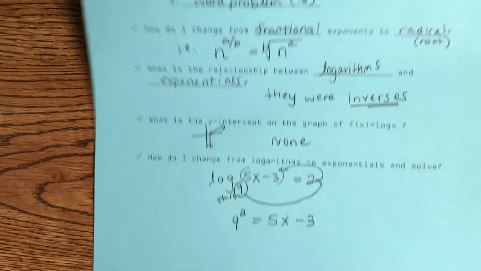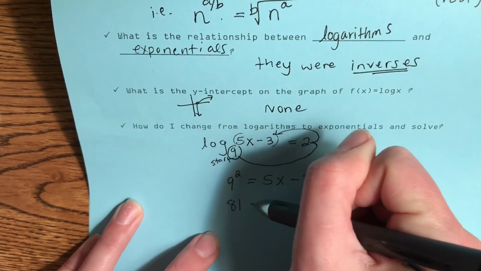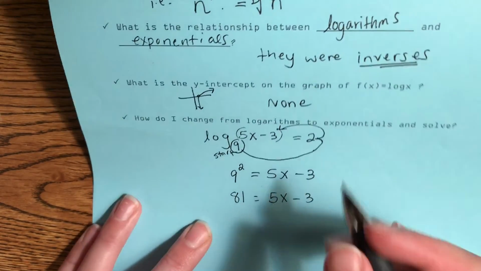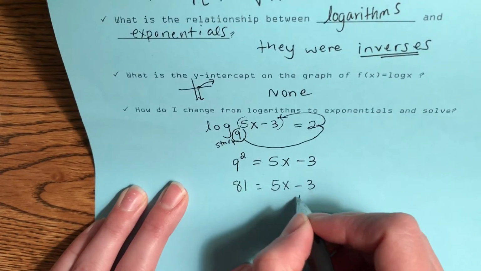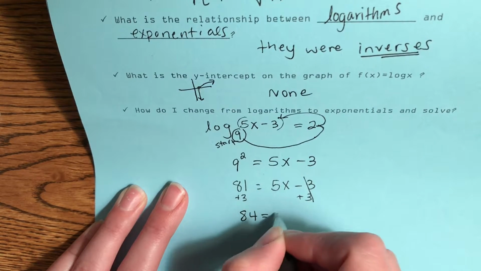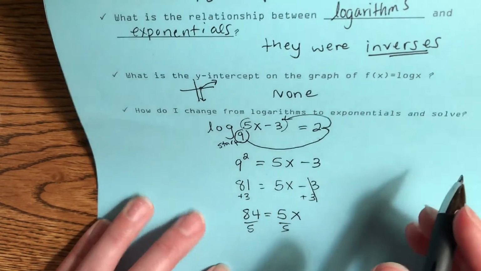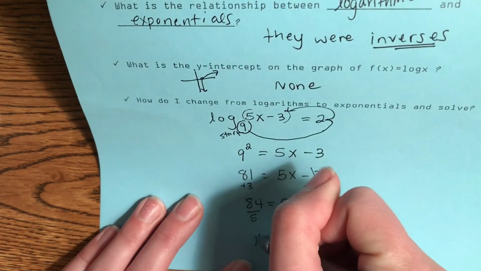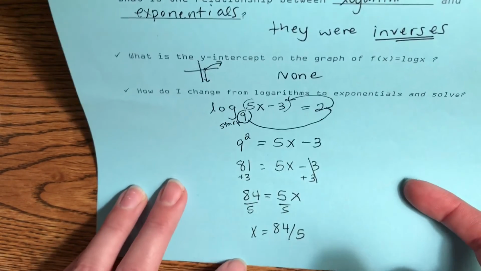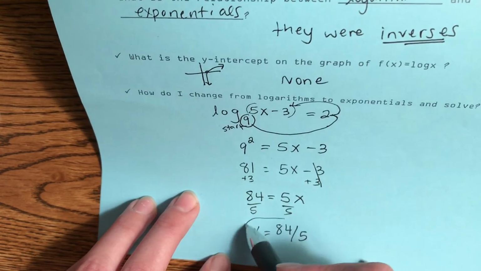Now I just have an equation that I can solve. So I know 9 squared is 81. So I would not move the 3 because I need to simplify my exponents first. Now I just have a regular equation, so I'm going to add 3 to both sides to cancel that. So I get 84 equals 5x. And then I need to divide by 5. And this is just going to be 84 over 5. So if a question said put it in simplest fraction, I can put it in my calculator, or I can just write this because this is the simplest fraction.